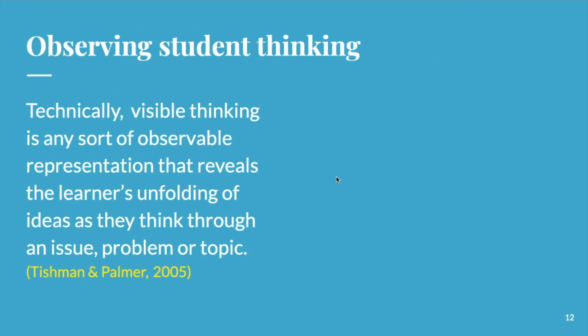You may have been using visible thinking without even realising it, because to paraphrase Shari Tishman and Patricia Palmer, technically, visible thinking is any sort of observable representation that reveals the learner's unfolding of ideas as they think through an issue, problem, or topic. So any activity that gradually reveals how students' thinking has changed or evolved over the course of that activity is technically visible thinking. What we're focusing on today is the ways that Project Zero gives us to incorporate visible thinking and visible thinking routines into our classroom.